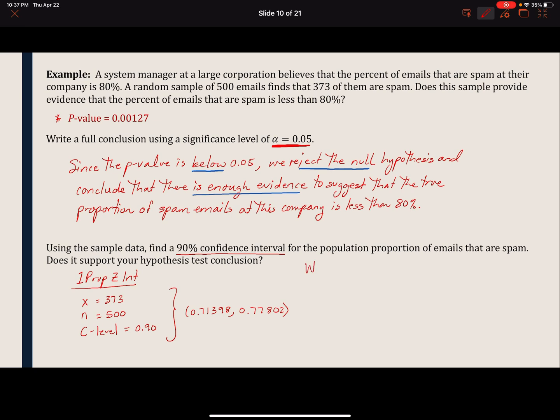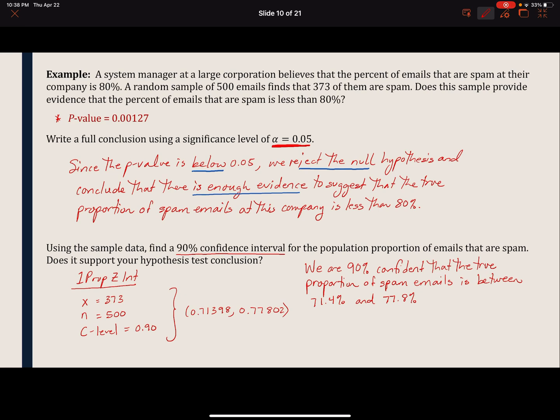So we would say that we are 90% confident that the true proportion of spam emails is between 71.4% and 77.8%. So notice that the interval gives us a range for where the true proportion is. The test showed that it was below 80%, and the interval shows that it's between 71.4% and 77.8%.